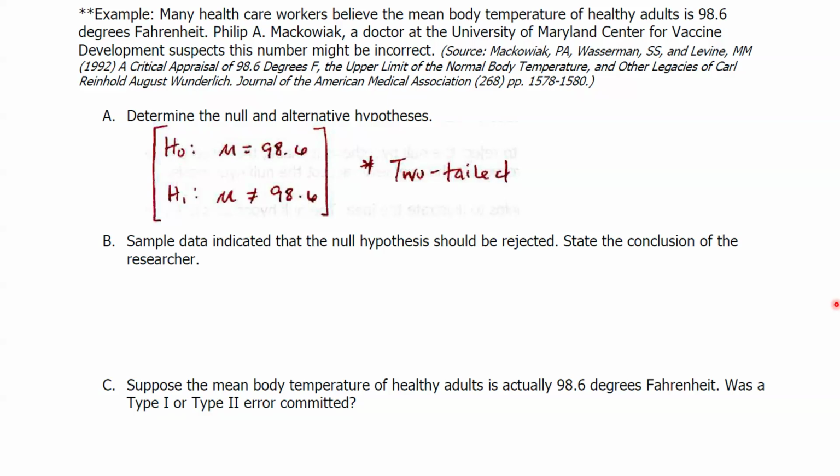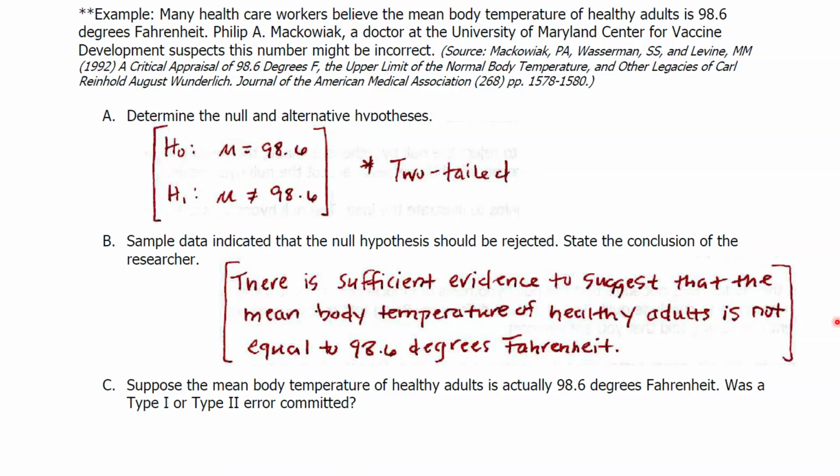Part B is asking us, sample data indicated that the null hypothesis should be rejected. State the conclusion of the researcher. So there is sufficient evidence to suggest that the mean body temperature of healthy adults is not equal to 98.6 degrees Fahrenheit. Note the careful wording. We suggest, not prove. We say not equal to, because that's what our alternative hypothesis is claiming. Not equal to 98.6.